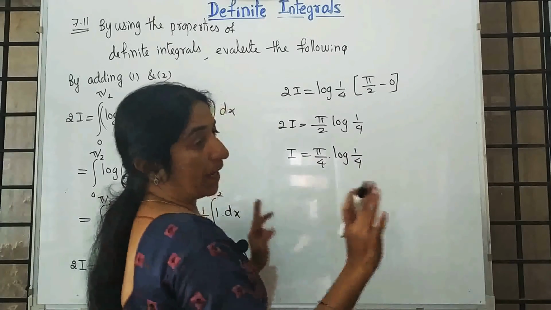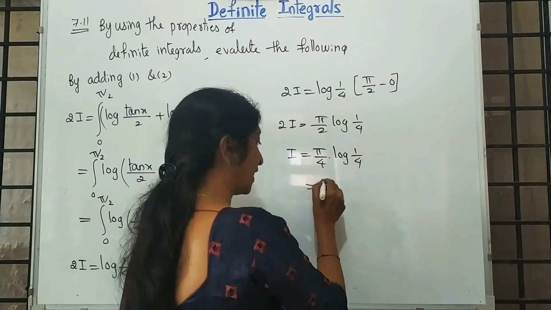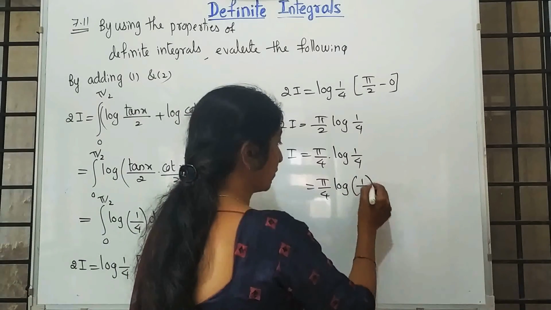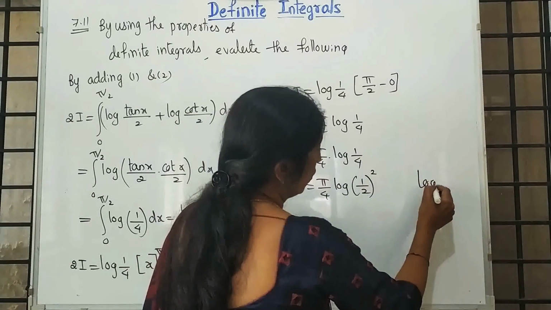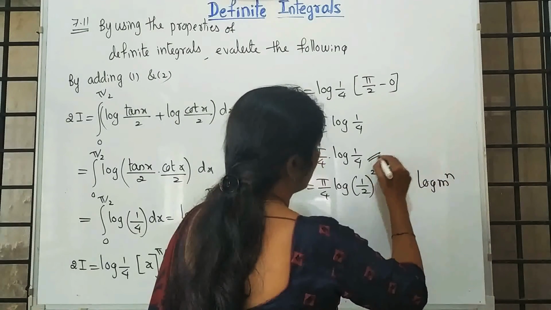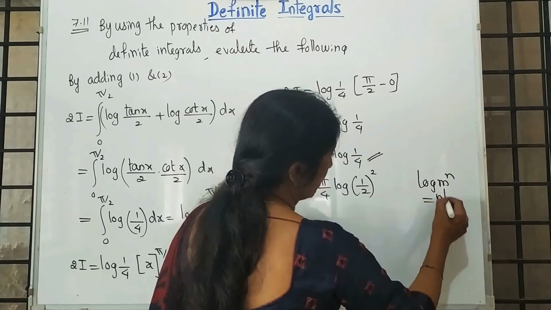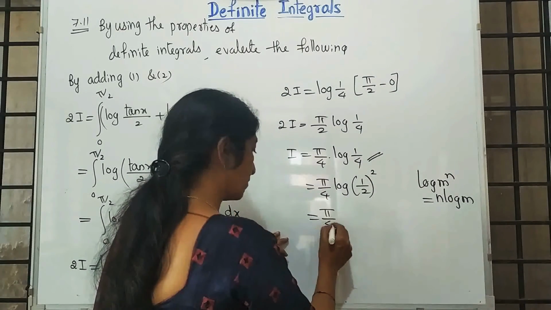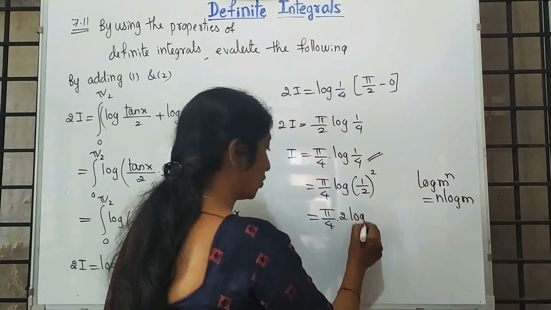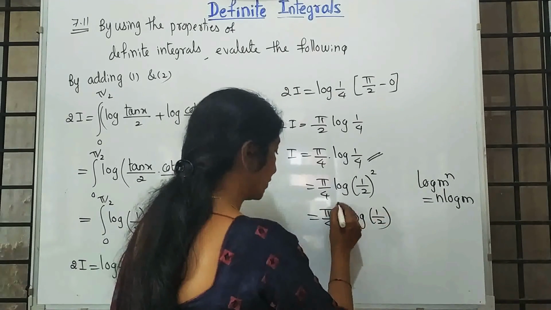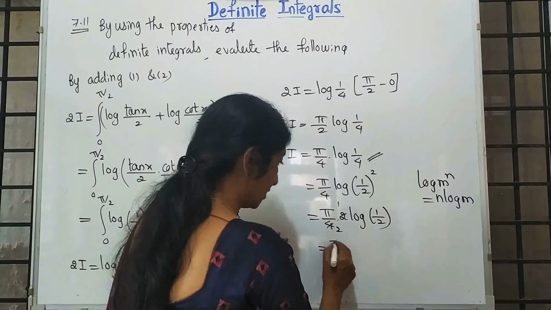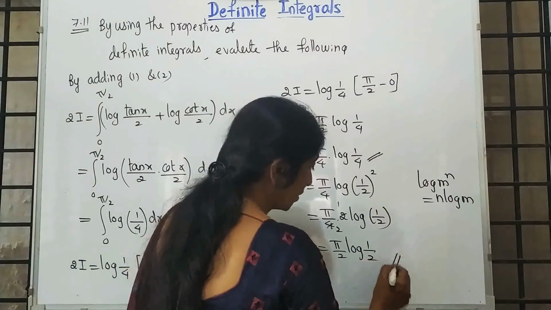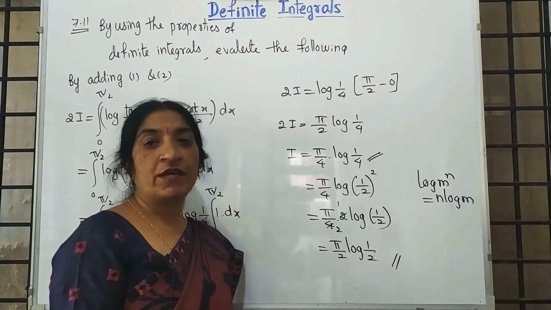If you want, keep it as it is, but 1 by 4 we can write as log of 1 by 2 whole square, correct? It is in the form of log m raised to n. If you want, you can stop it here. Log m raised to n is n into log m, so that 2 comes first. Pi by 4, 2 into log 1 by 2. Now this 2 and this 4 get cancelled. The answer is pi by 2 into log 1 by 2. In CET again they can modify the answer.